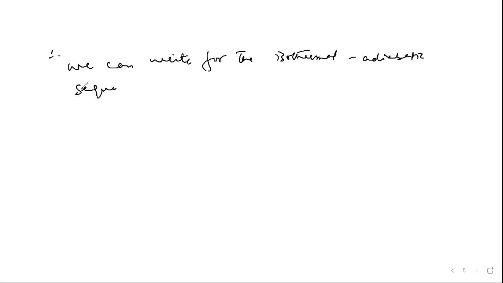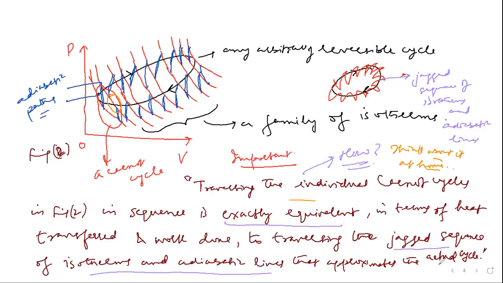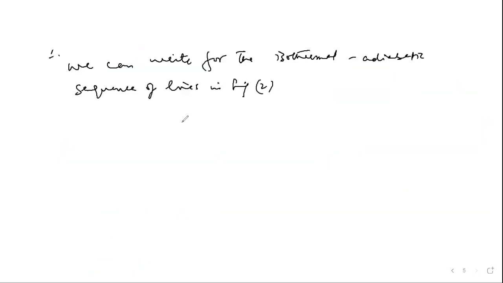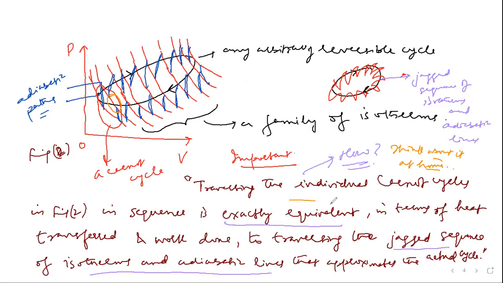we can write for the isothermal adiabatic sequence of lines in figure 2, this figure 2, summation q by T is equal to 0, right?